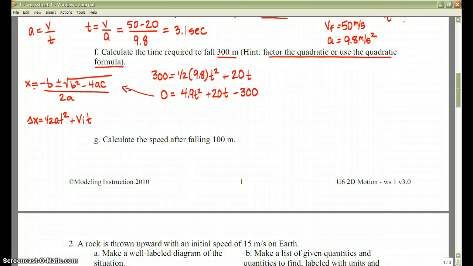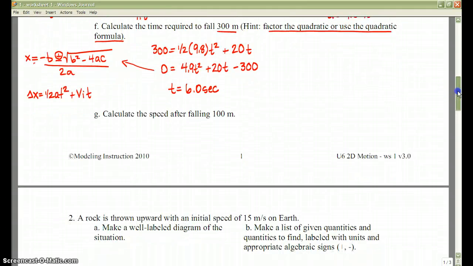If you have to use this equation, always pick the plus sign, because the plus sign will give you a positive number for time. If you use the negative sign, you're going to get a negative number for time, and we can't really go backwards in time. We can only go forward. Once we've worked through it, our time should come out to be 6.0 seconds. That is how long it's going to take for that object to fall those 300 meters.